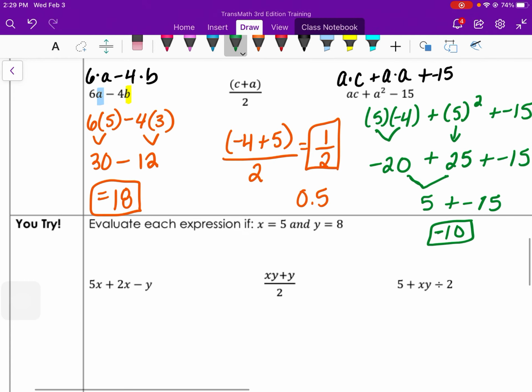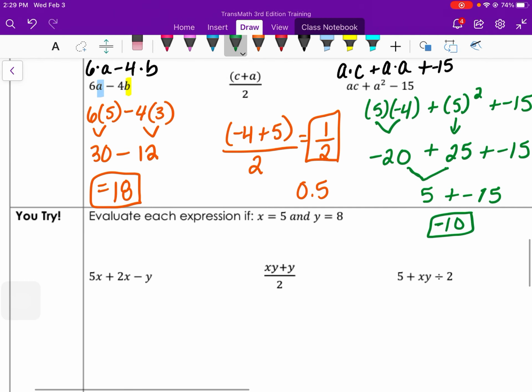All right, I got a couple problems for you where x equals 5 and y equals 8. Give it a shot.